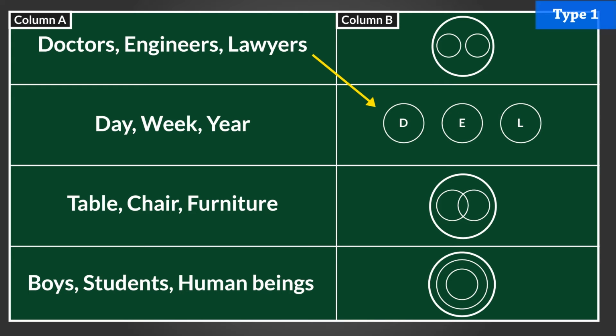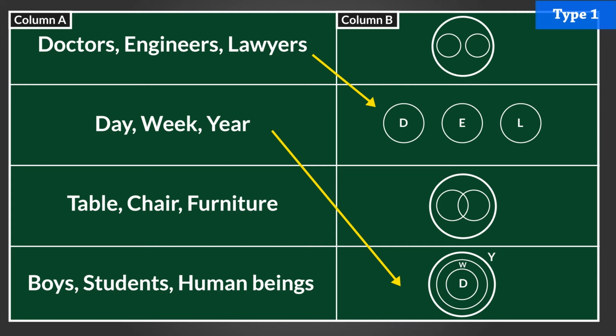Second, day, week, year. See, days are a part of a week and a number of weeks are a part of a year. So, days would come inside weeks and weeks would come inside years. So, that would be represented by this diagram.